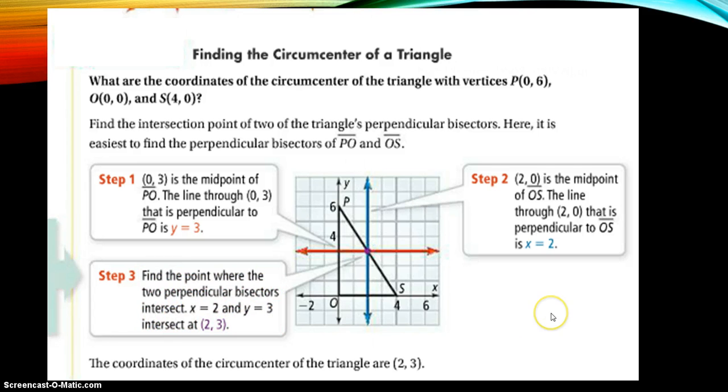The last thing you're going to have to do, after you draw your lines, is find where the perpendicular bisectors intersect. And it's at this specific point here where x is 2 and y is 3. So the point of intersection is at (2, 3). So that means the circumcenter is at (2, 3).